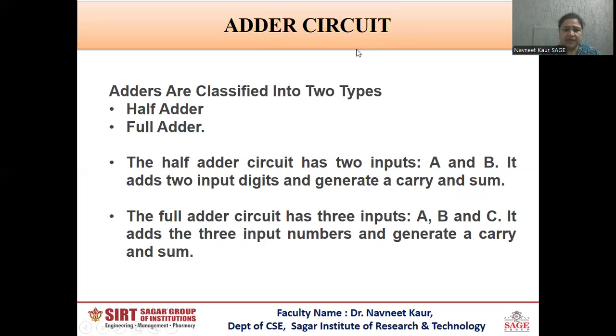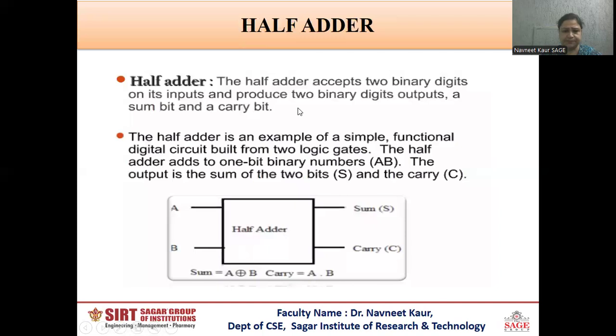Now, adders are classified into two types, half adder and full adder. The half adder circuit generally operates on two inputs, A and B, and it generates two outputs, carry output and sum output. Whereas the full adder circuit has three inputs, A, B, and C, and it generates carry output and sum output. Now, first, we will see half adder in detail.